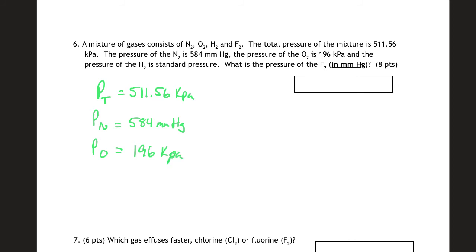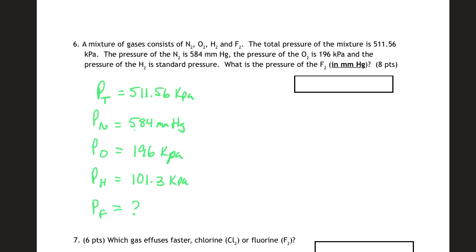And the pressure of the hydrogen is standard pressure. So I can choose standard pressure whatever way I want. I'm going to convert everything to kPa. So 101.3 kPa is standard pressure. You can look at that right. And I've got one more, and it looks like I have to find the pressure of the fluorine gas. There's my unknown.